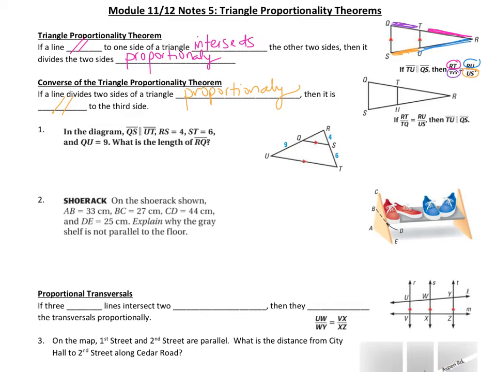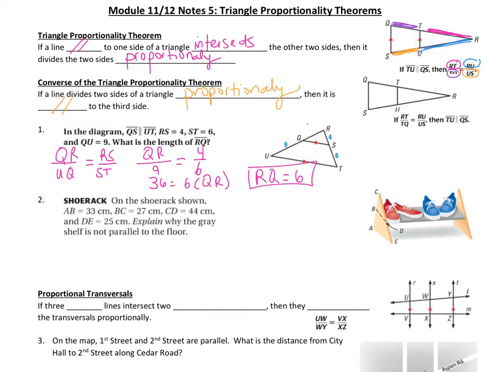So in number 1, you can see that QS is parallel to UT, and because of that we can set up our corresponding sides that are proportional to each other. And this is how your proportion would go. So QR would be on top. We don't know what that value is. UQ then could be underneath it. And then for the other side of your triangle, RS over ST. So when we cross multiply, we would get 36 equals 6 times QR, or RQ. And if we divide, the length of RQ is going to be 6. So if that side is 6, then these are proportional to each other.